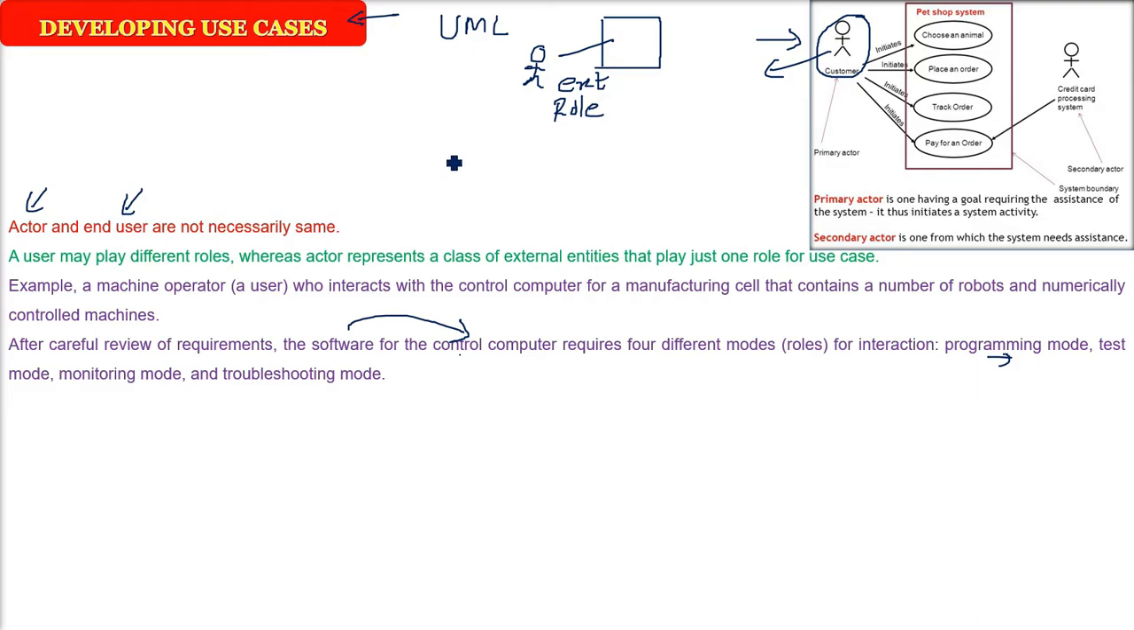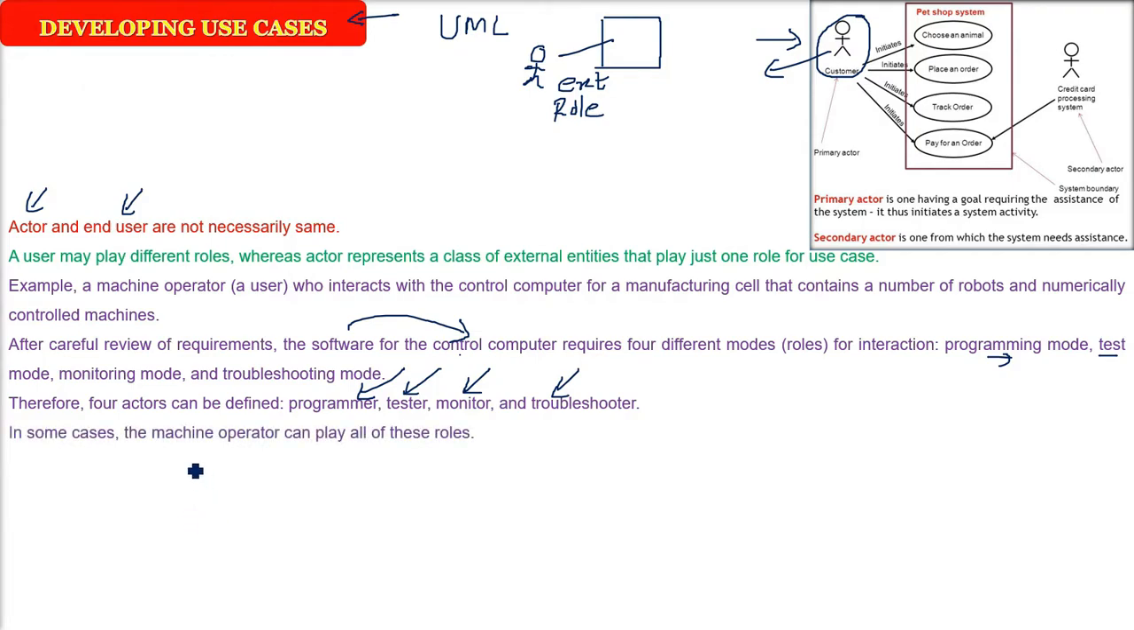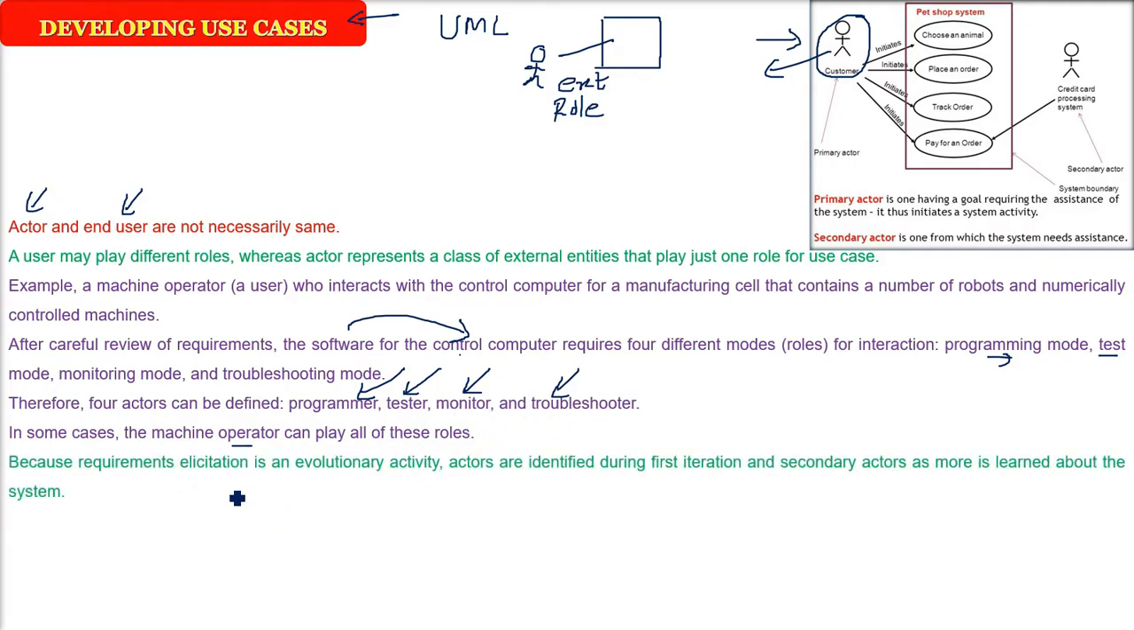Okay, just as an example, the four roles are ones we are just making up. So programming mode is there, test mode is there, monitoring mode is there, troubleshooting mode is there. You can even think that there will be four logins for different people. So we have to define four actors, because four roles are there. Actor number one is the programmer. Actor number two is the tester. Actor number three is the monitor. And the fourth one is the troubleshooter. Now, the machine operator, because he is a human being, can play all the roles. But we need four roles, so four actors will be there.